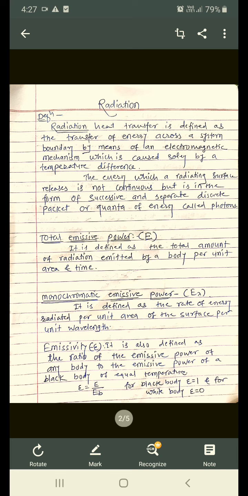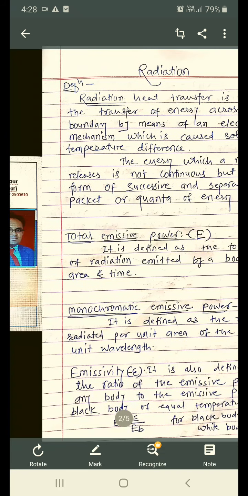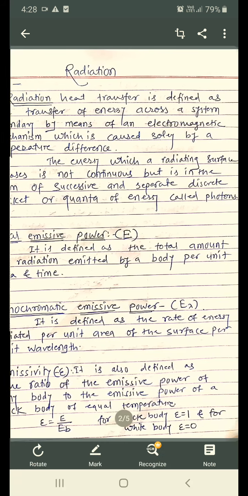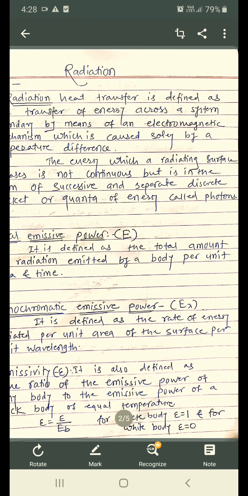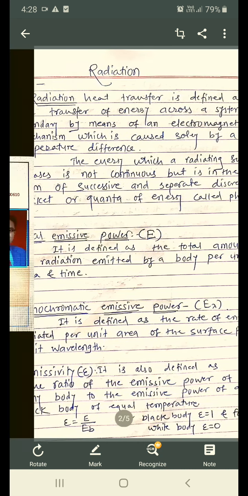Now we will see some important terms which are used in radiation. First one is total emissive power. It is shown by capital E. It is defined as the total amount of radiation emitted by a body per unit time per unit area. Monochromatic emissive power, E lambda, capital E lambda, is defined as the rate of energy radiated per unit area of the surface per unit wavelength.